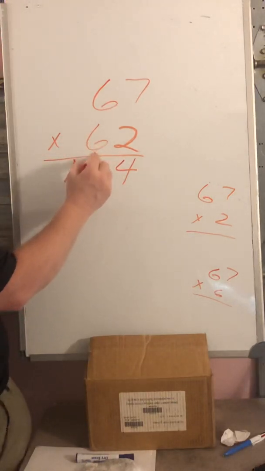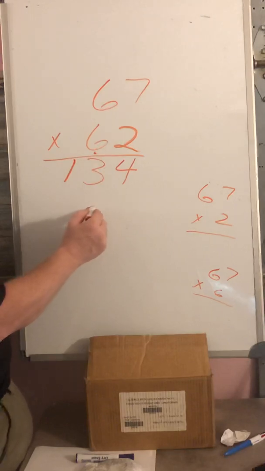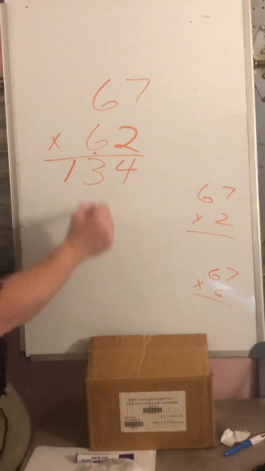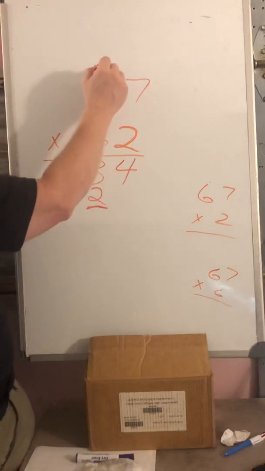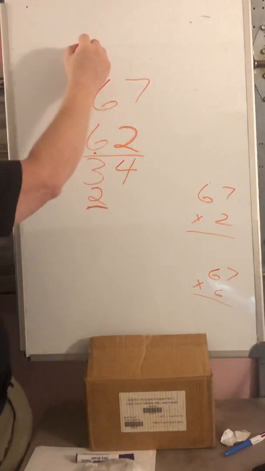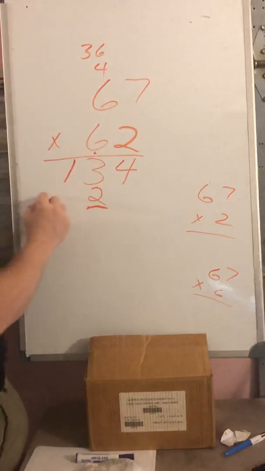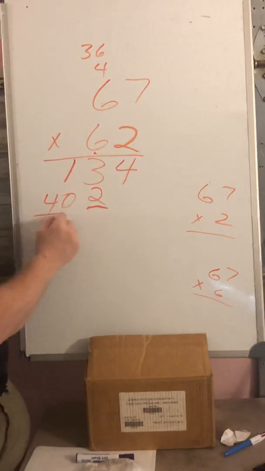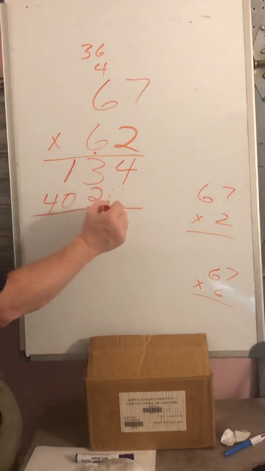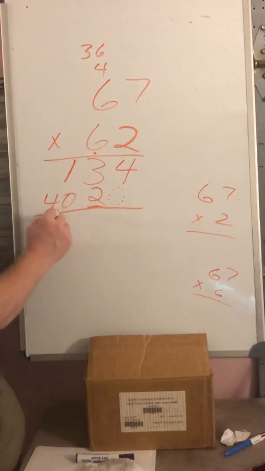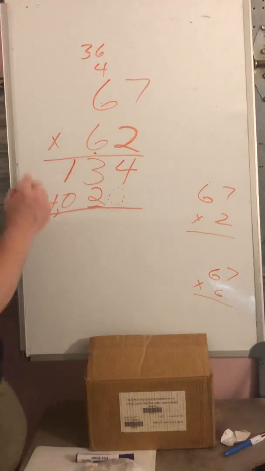Now we're going to multiply by the 6. The answer has to start under the 6. 6 times 7 is 42. Put down the 2 and carry the 4. 6 times 6 is 36, plus 4 is 40. 420 is the answer, except when you fill this gap in, that funny 0, it now becomes 4,020.